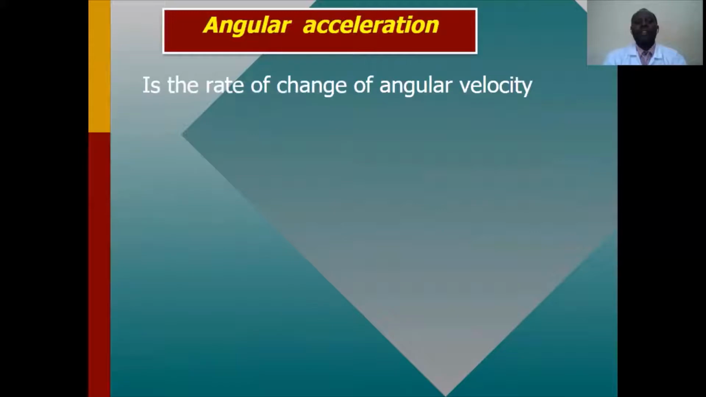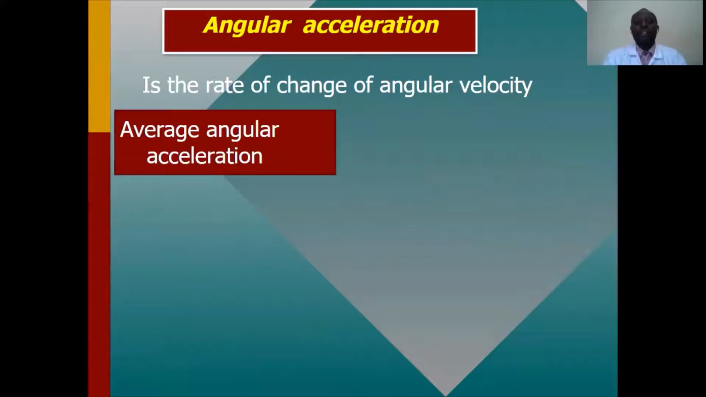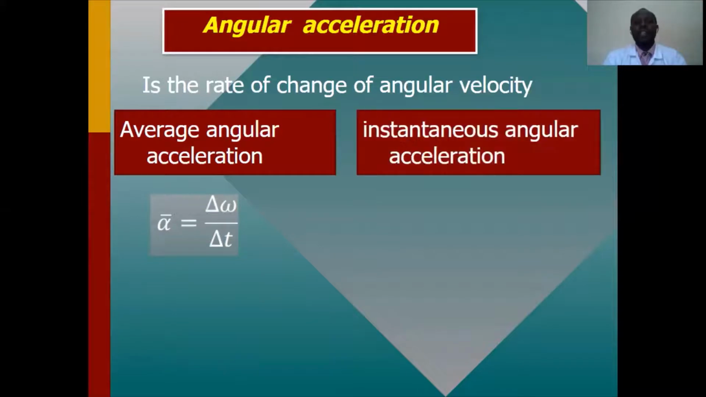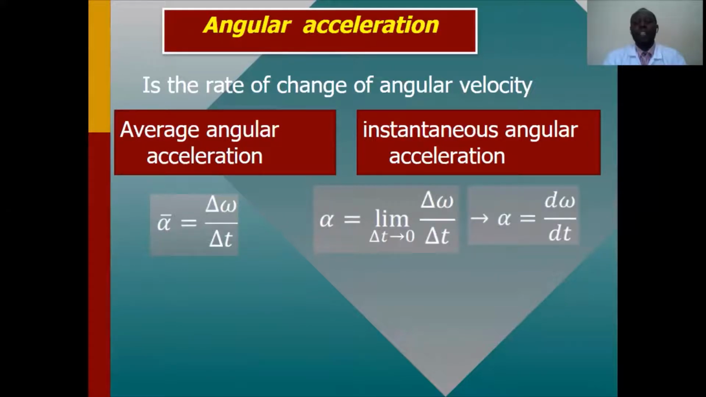We have angular acceleration. Angular acceleration is the rate of change of angular velocity. The angular acceleration can be average or instantaneous. Average angular acceleration is the change of angular velocity over the time interval. And the instantaneous angular acceleration is the limit when the variation of time tends to be 0 of the average angular acceleration. That is equivalent to the derivative of angular velocity with respect to time.